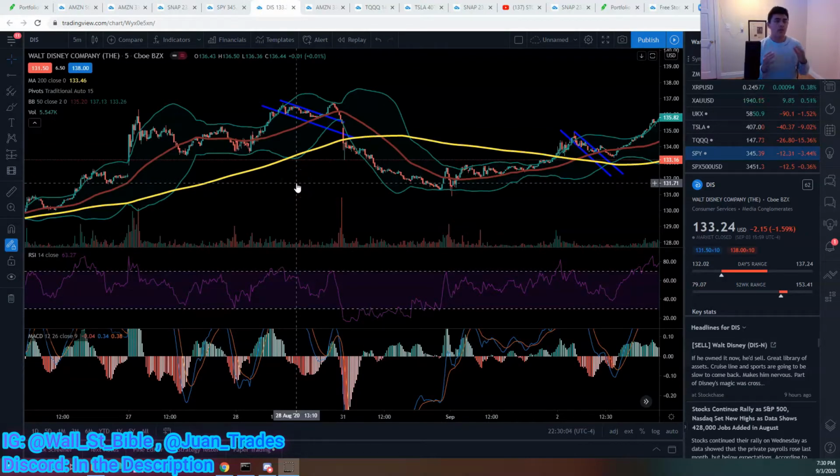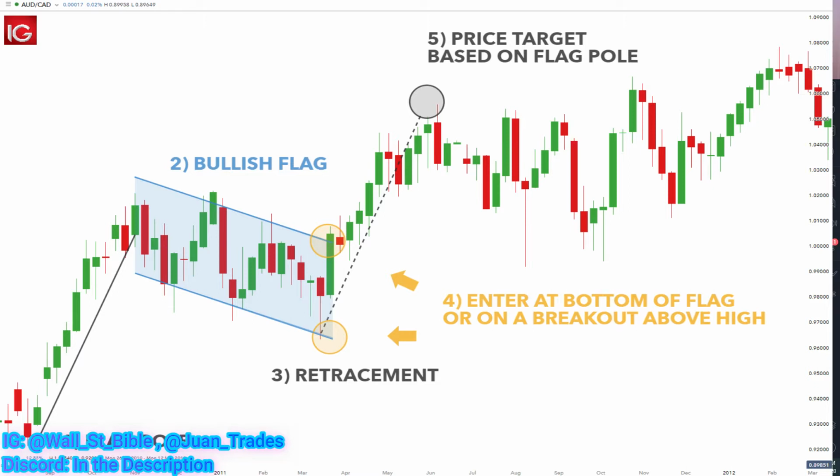In today's video, I want to go over my favorite trends, why I like them, and why you guys should use them in your own trading. So first off, we're going to start with the bull flag, and I'm going to put it up on the screen for you guys, just so you get an initial idea of what it's going to look like.